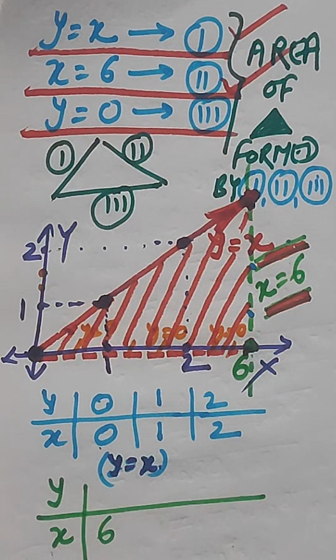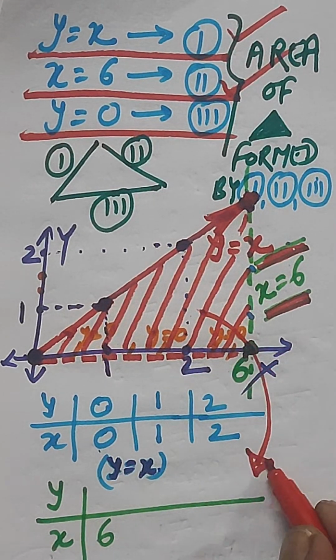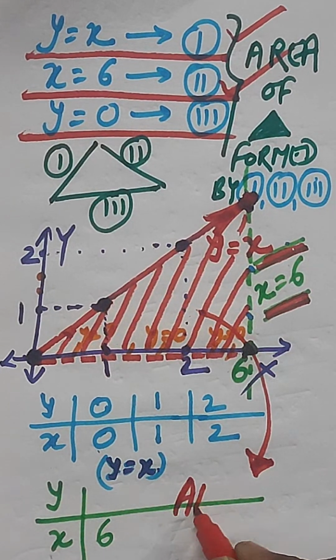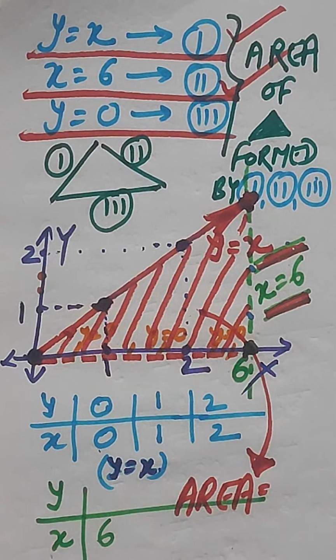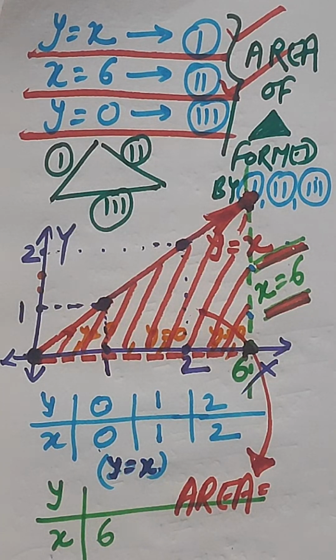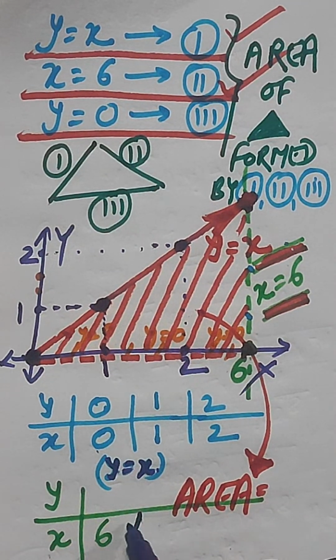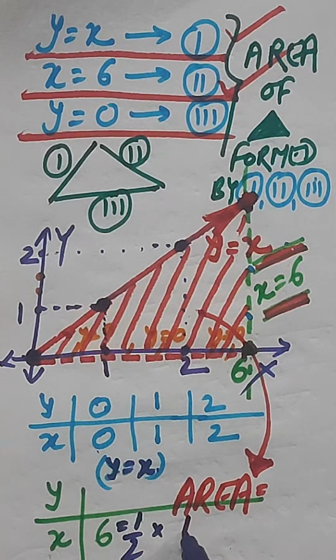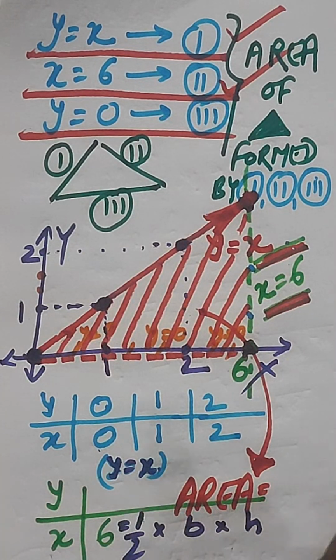Right? Now we need to find the area of this triangle. So to find the area of this triangle, what we will do, you know the formula, area of a triangle is calculated by half into base into height, right? We will be simply using that formula, right? So area of the triangle will be equal to half into base into height. What is the base over here?